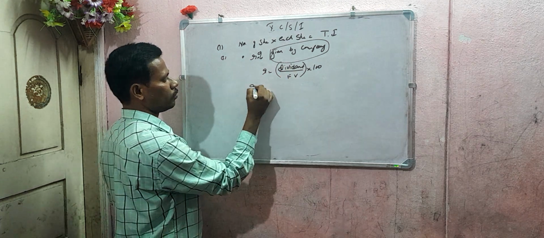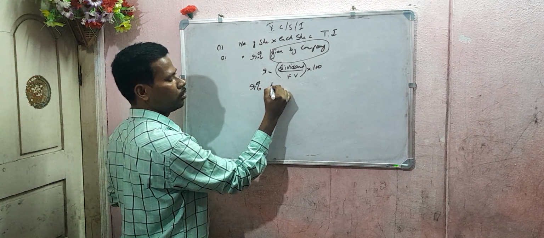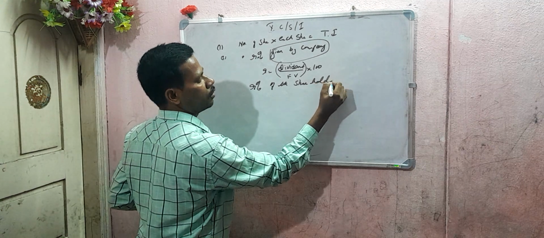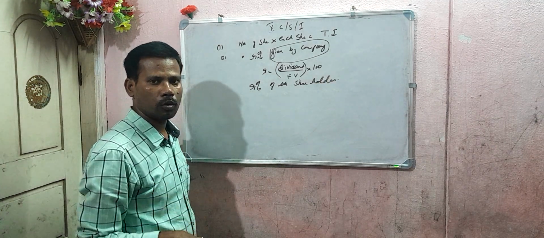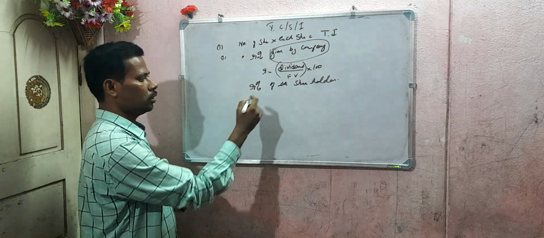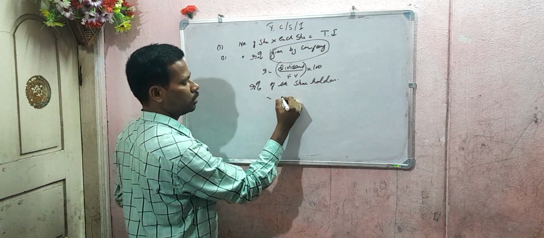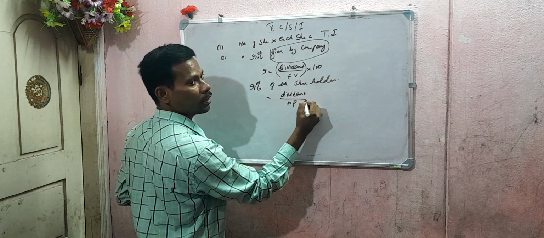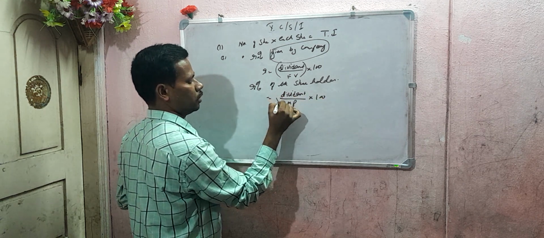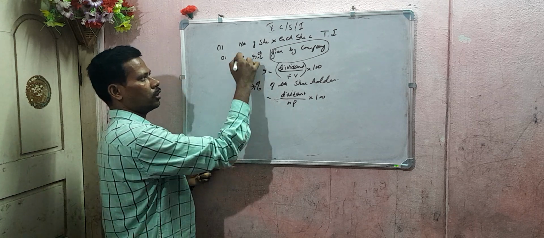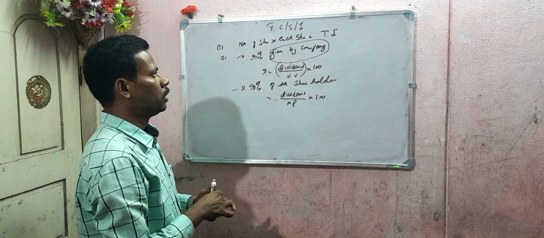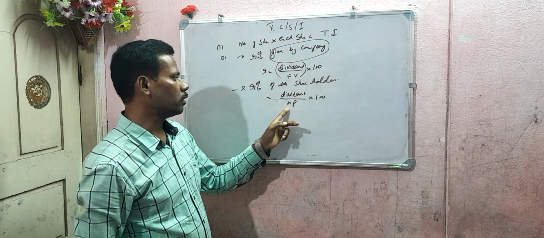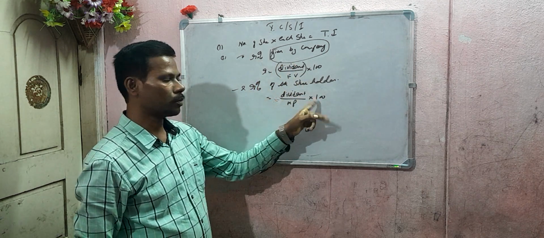Next, rate percentage of the shareholder. Shareholder means the one who is holding the share. It is nothing but dividend by market price. Here it is market price. Please make a note of it. Very very important, children. Rate percentage given by the company is dividend by face value into 100. This other rate percentage is equal to dividend by market price into 100.